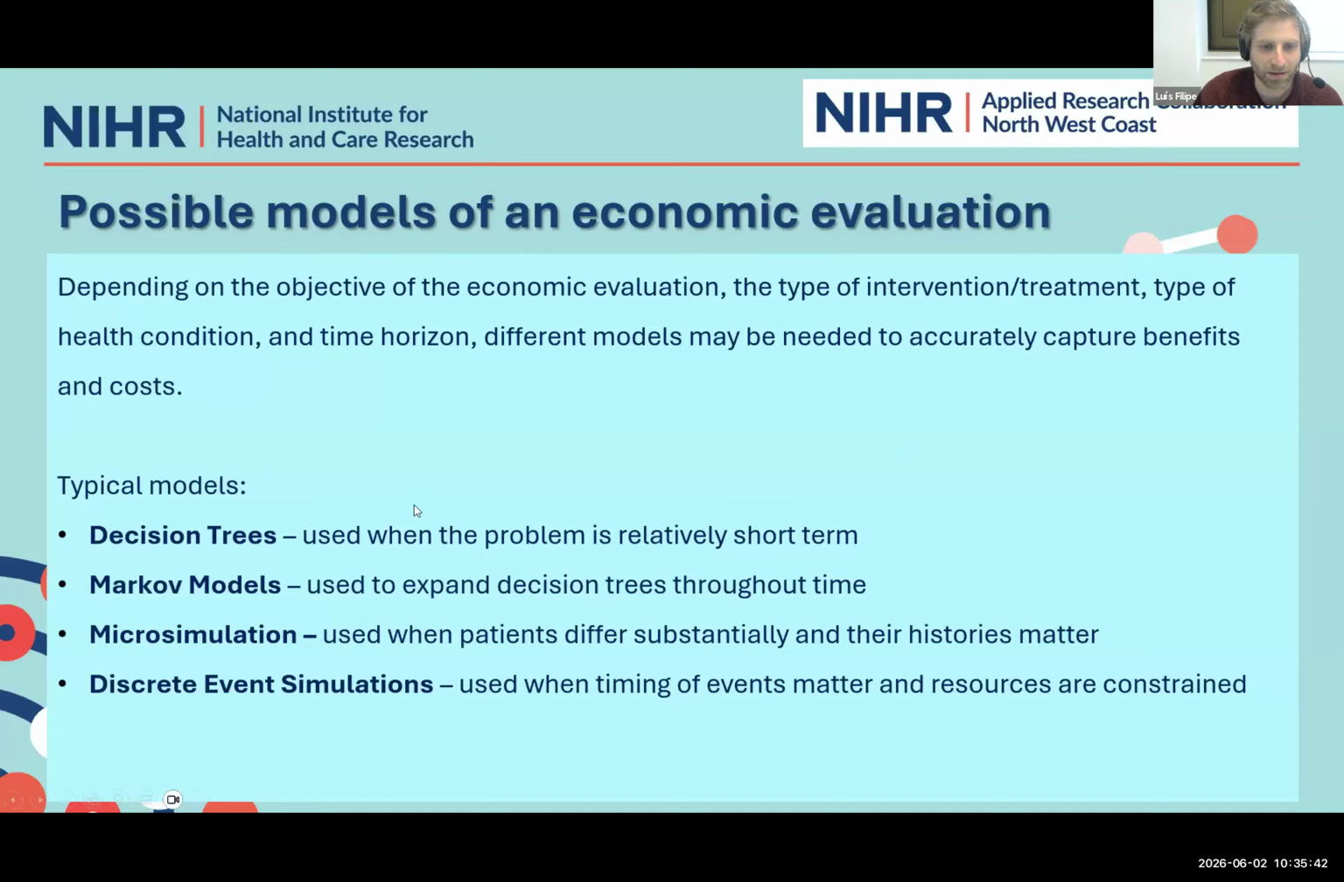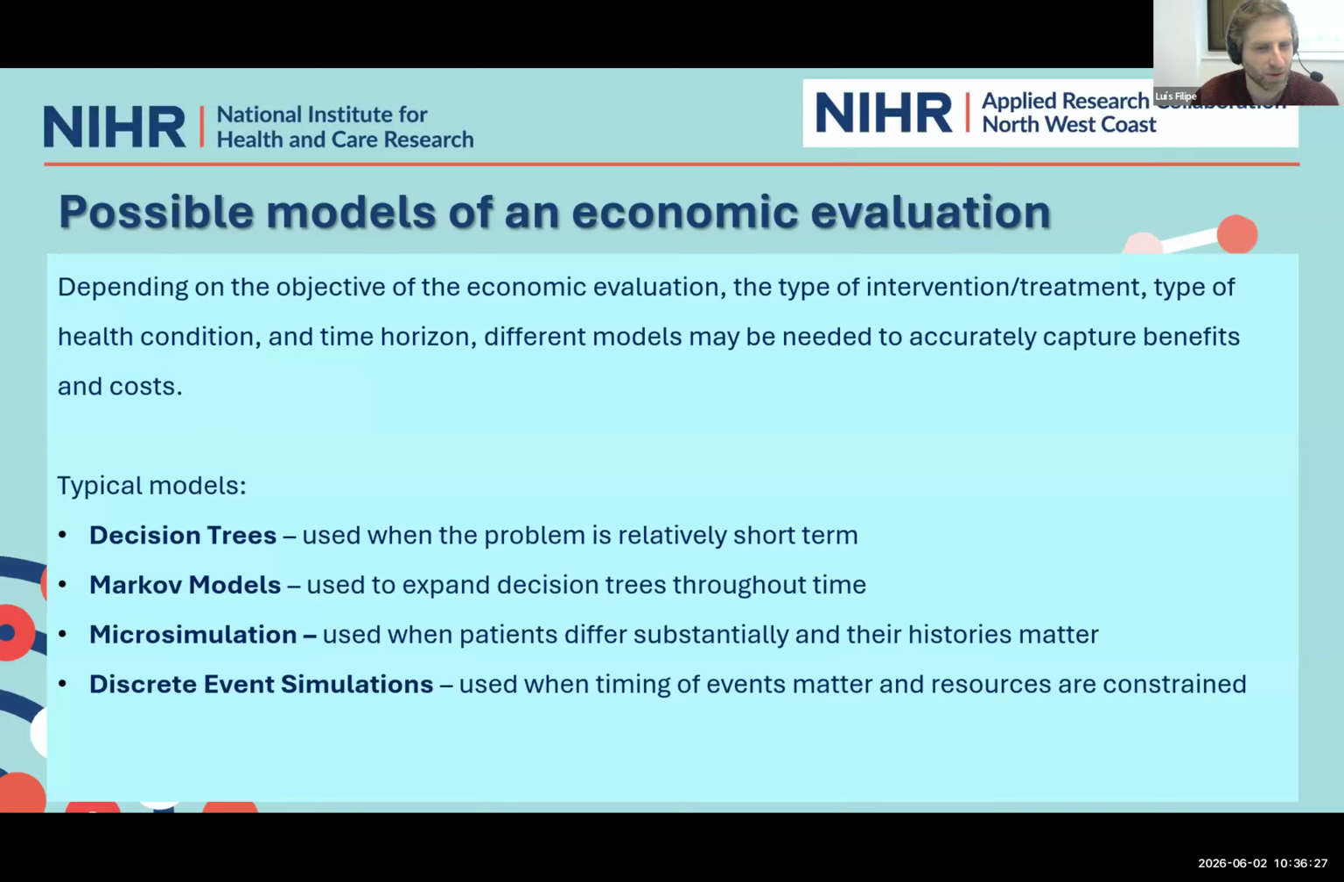I was just saying that in a short sentence, the models will basically allow us to provide some more complexity to the economic evaluation, which will help us better characterize, let's say, the disease, the condition, the treatment, etc. So you will find, I would say, 4 types of models. You'll find decision trees, which are to some extent the most basic ones, and they are usually used when the problem is relatively short term.